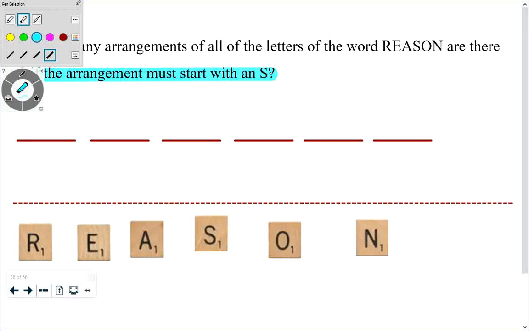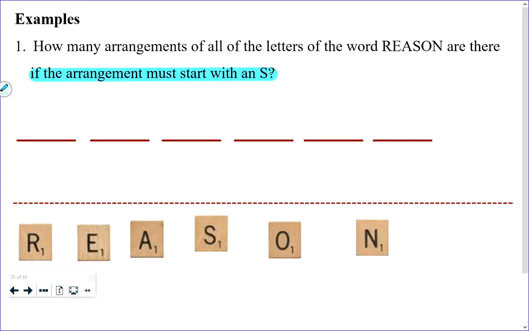So when we do these problems, I recommend writing all of your blanks for the number of choices or number of different things you're deciding on. And then below them, writing any conditions that need to occur. This has to be an S. It has to be the letter S.